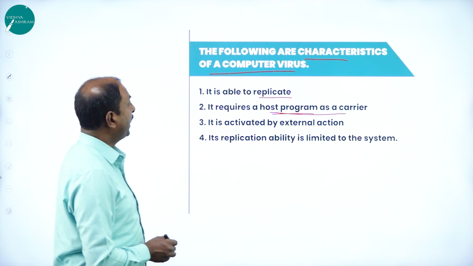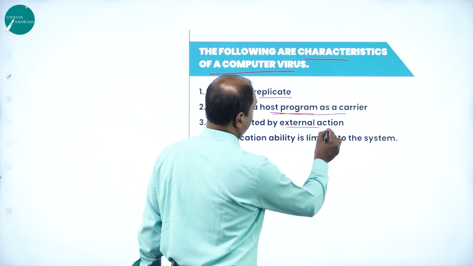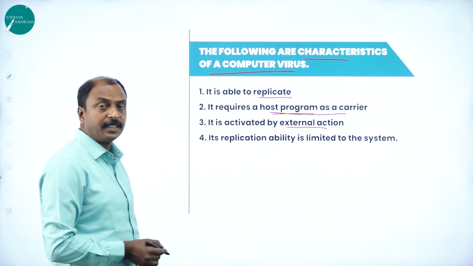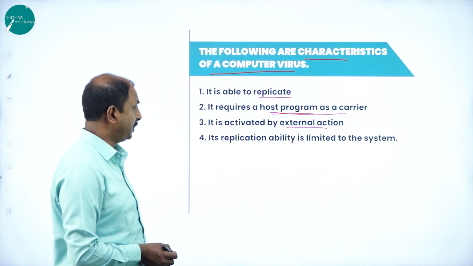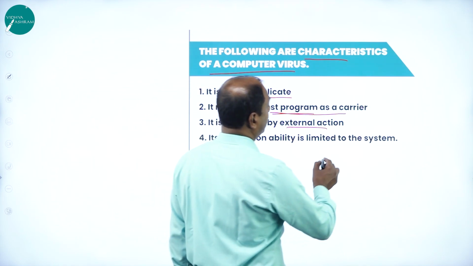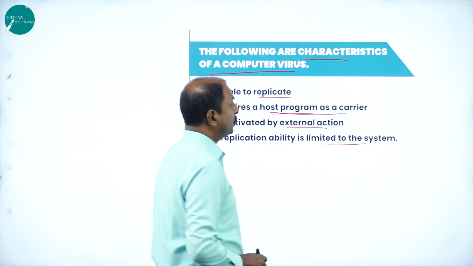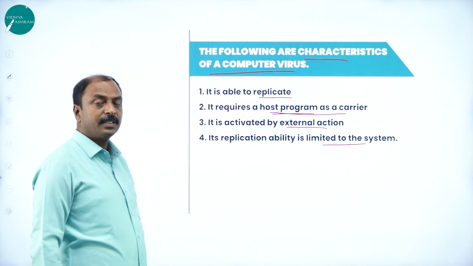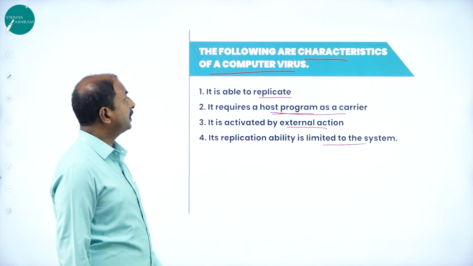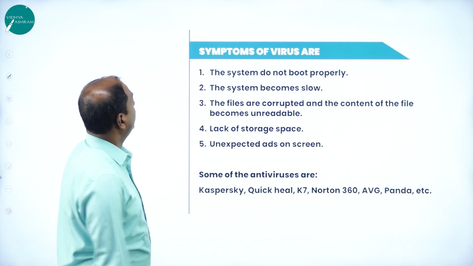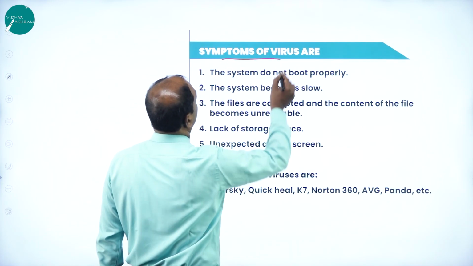Next one is, it is activated by external action. What I have told you just now is nothing but external action. Its replication ability is limited to the system, so it is going to replicate within the system. These are all the characteristics of a computer virus. Next slide. What are the symptoms of a virus?